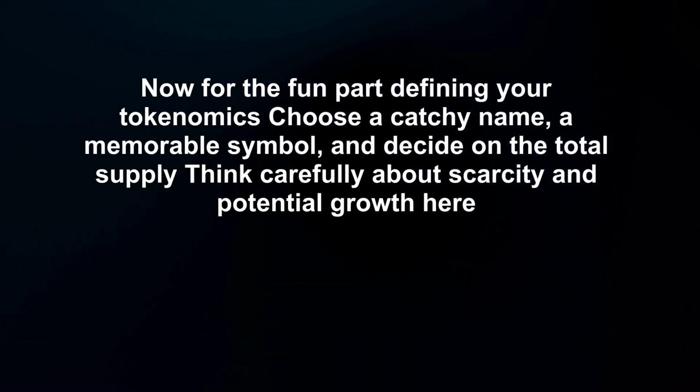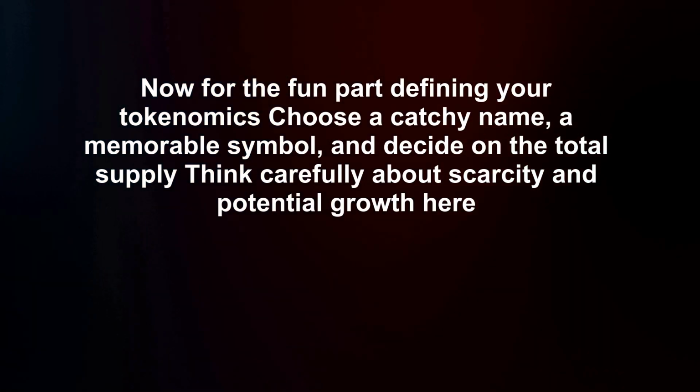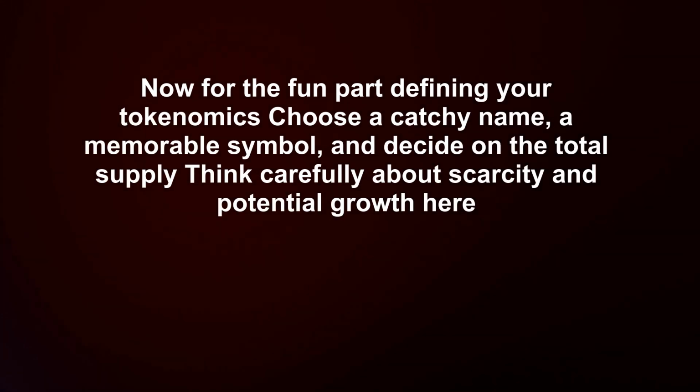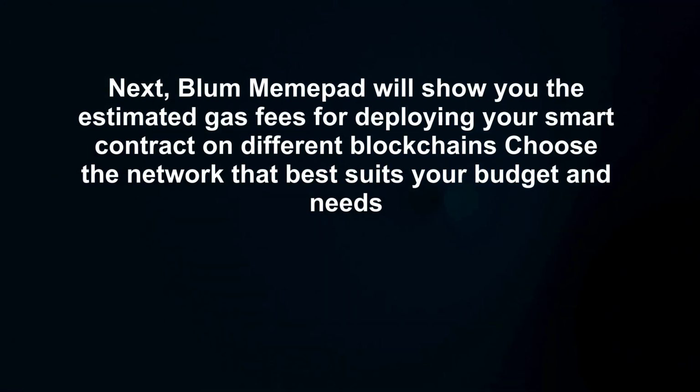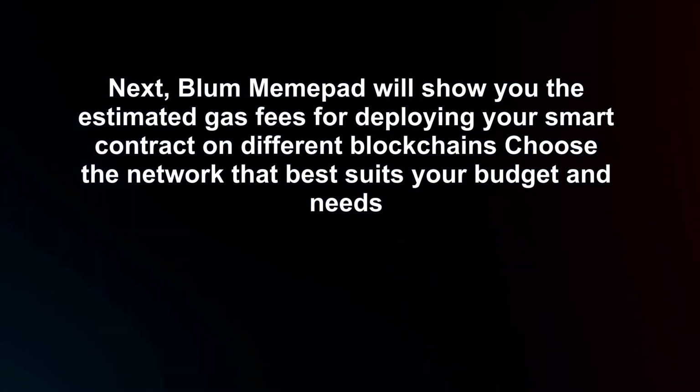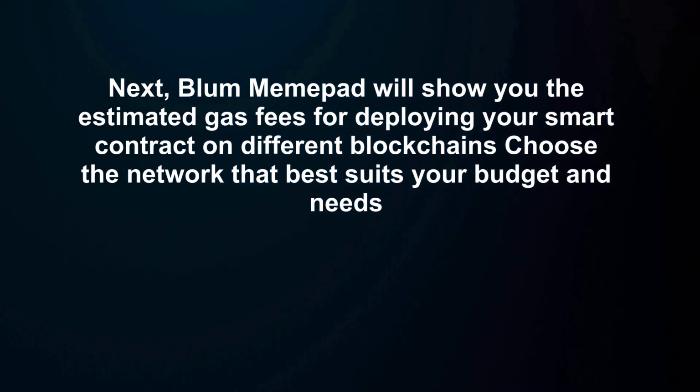Now for the fun part, defining your tokenomics. Choose a catchy name, a memorable symbol, and decide on the total supply. Think carefully about scarcity and potential growth here. Next, Blum Memepad will show you the estimated gas fees for deploying your smart contract on different blockchains. Choose the network that best suits your budget and needs.